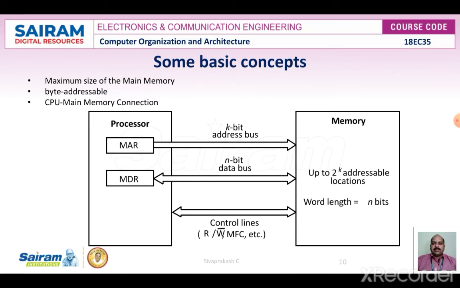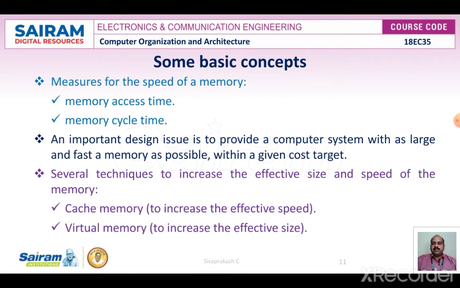Let us see the basic concepts which are going to be useful to understand the memory. Measure of the speed of a memory: generally we are going to see about memory access time and memory cycle time. What actually is the memory access time? The time between the read and the MFC signal. Actually, for a memory unit, it is the time that elapses between the initiation of an operation and the completion of that operation. This is referred to as memory access time.